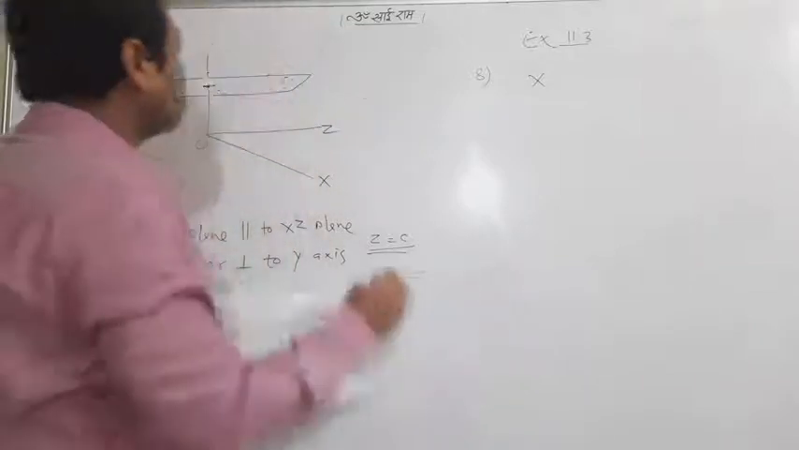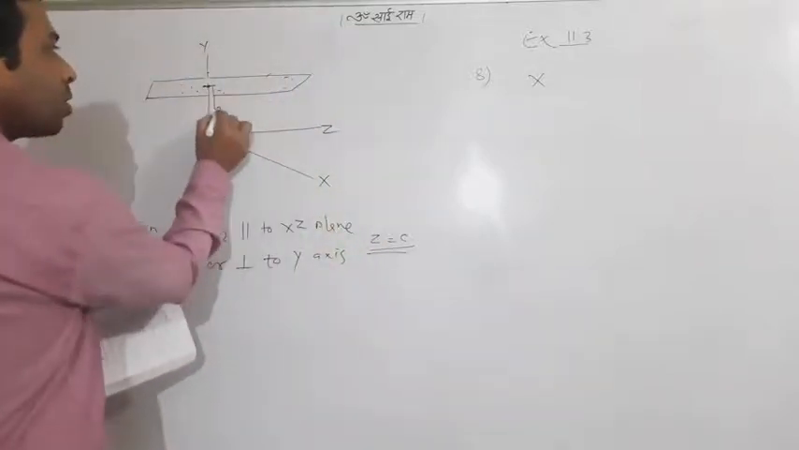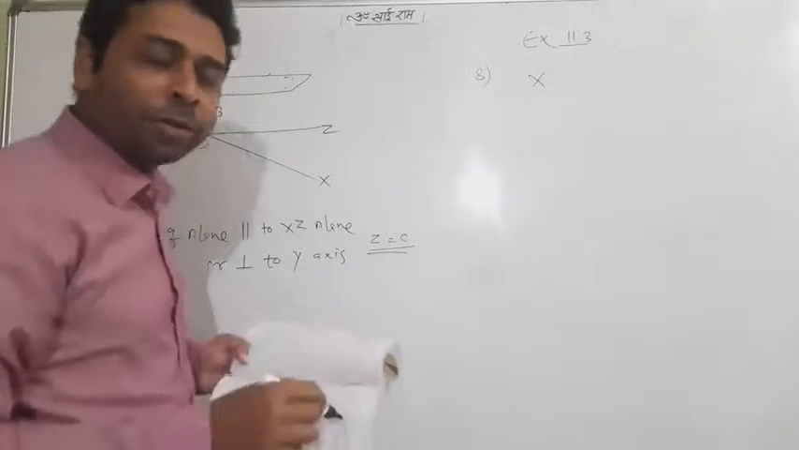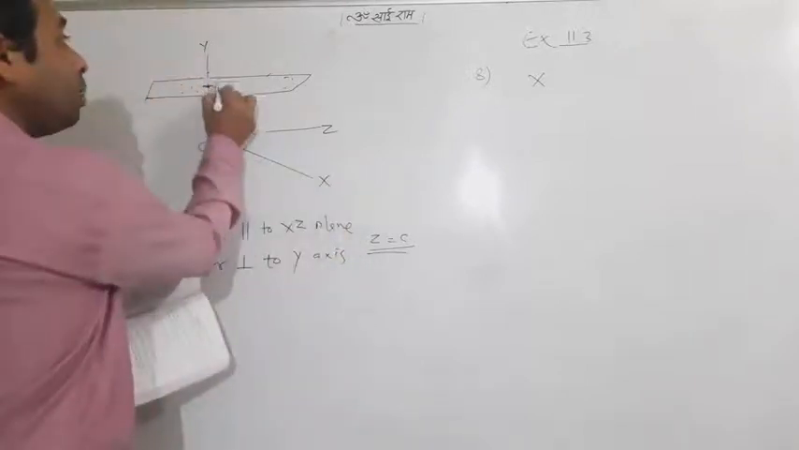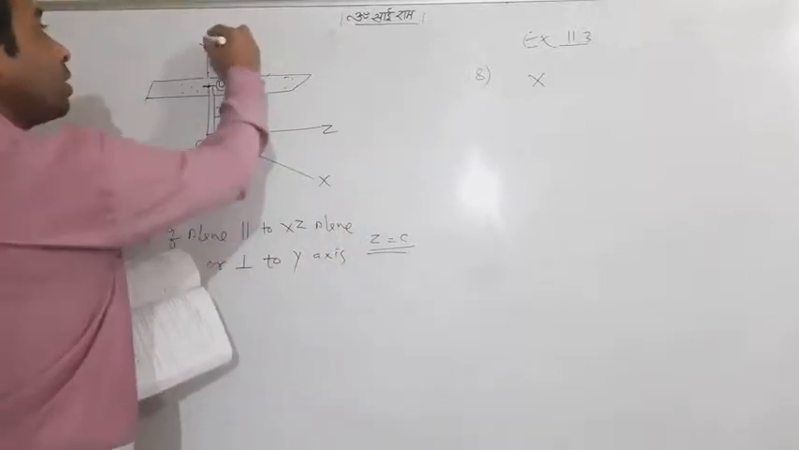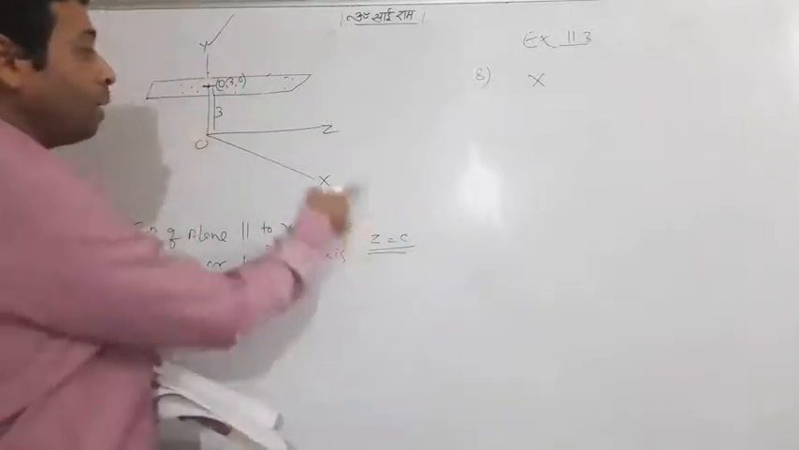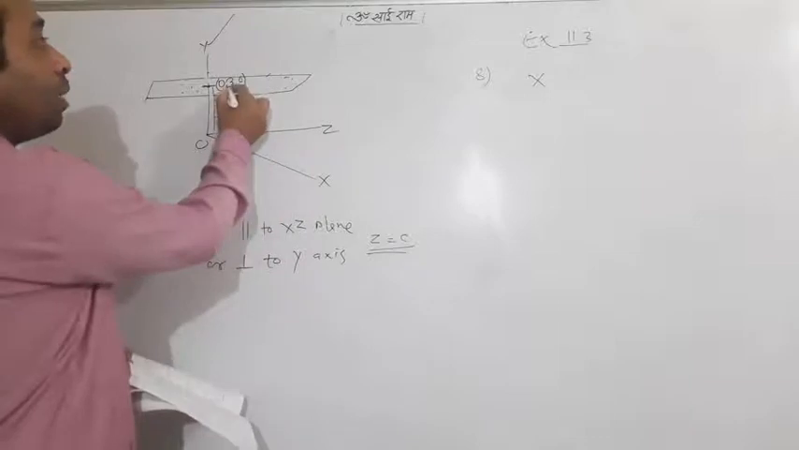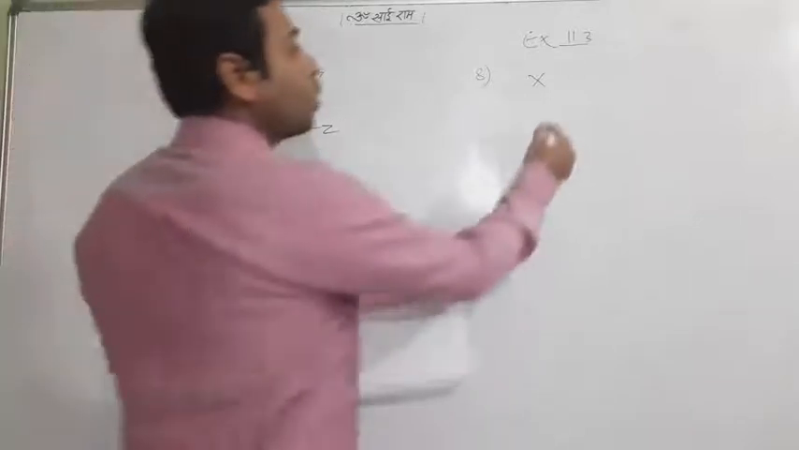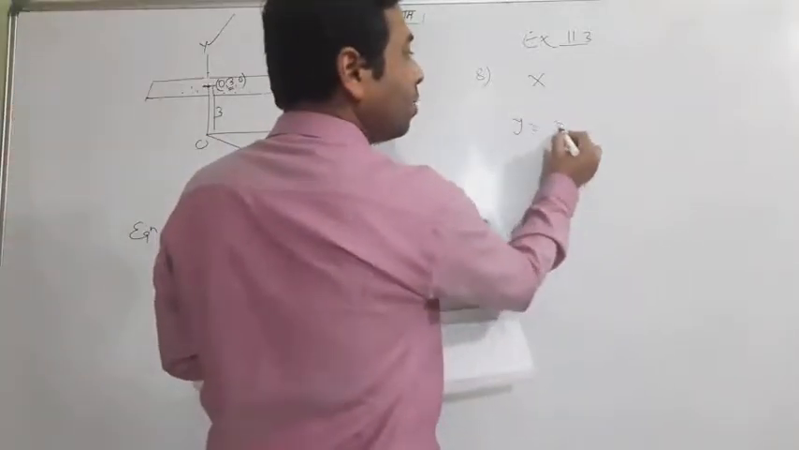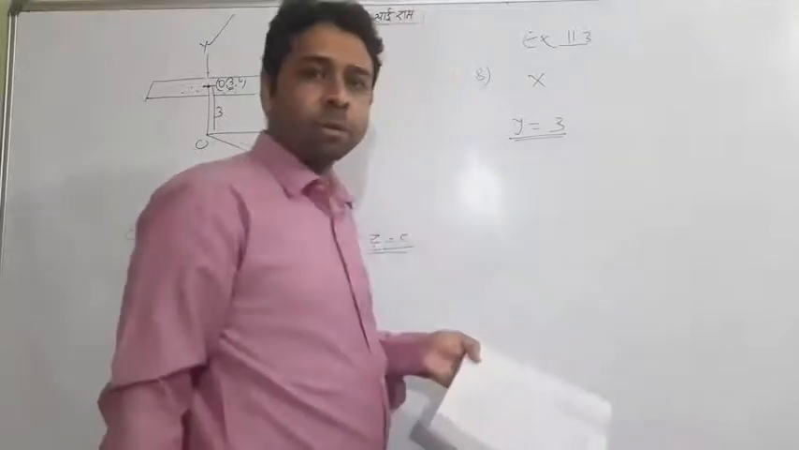The intercept is 3. Now the intercept 3 means this point, this distance, is 3. When the intercept is 3, this point will be (0, 3, 0) because it is on the y-axis. So what is your answer? Definitely when it is parallel to the xz plane, the y value will be 3. So everywhere the answer is y = 3. This is your answer.